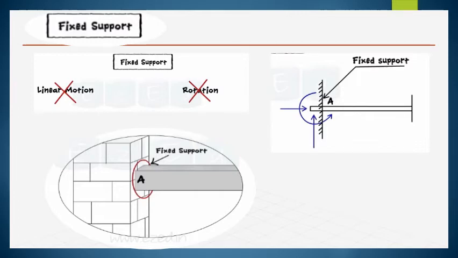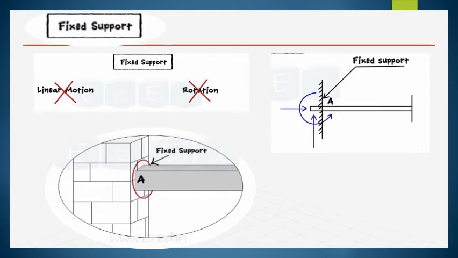But this support will also restrict the rotation. How is the rotation restricted? Rotation is restricted by applying a reaction moment in a particular direction. This is the reaction moment. By applying the reaction moment, it restricts the rotational motion.